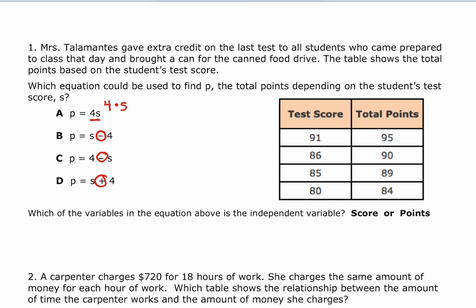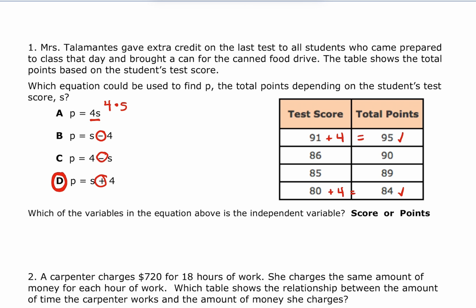So we need to decide by looking at this table over here, what is my rule? So how do I get from 91 to 95? How do I get from 86 to 90? So I'm not multiplying by 4 because that would be way too big, so that's definitely not it. I'm not subtracting because I'm not going down. So plus 4, let's see, 91 plus 4 is 95. And then I also like to check the last row. 80 plus 4 is 84. So both of those are correct. So my rule is plus 4. So I can check and say, okay, which one has plus 4? D is my only answer.